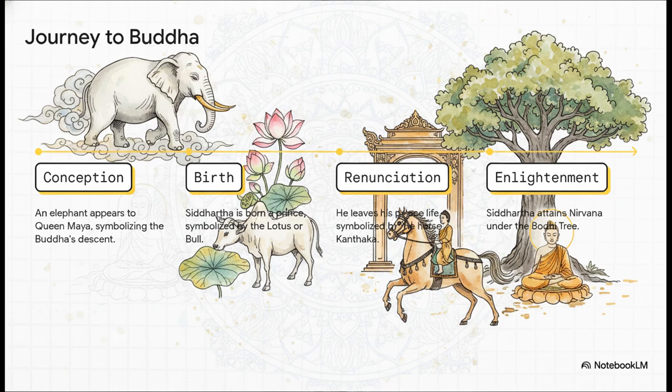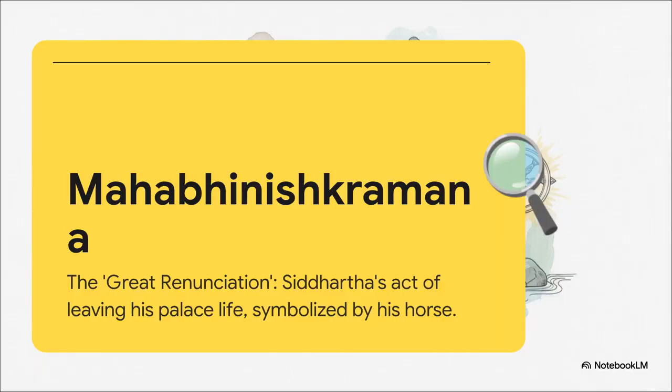Then comes his birth as a prince. But here's the real turning point. The Great Renunciation. This is the moment Siddhartha leaves it all behind, his palace, his family, his wealth, to search for the truth. And this incredible quest ends under the Bodhi tree at Bodh Gaya, where he finally attains enlightenment and becomes the Buddha.